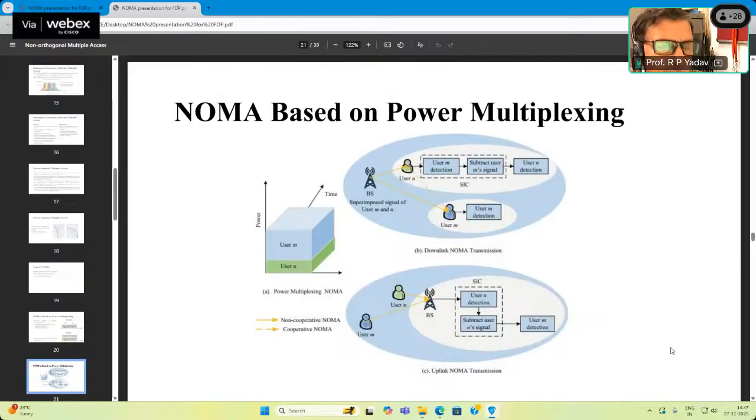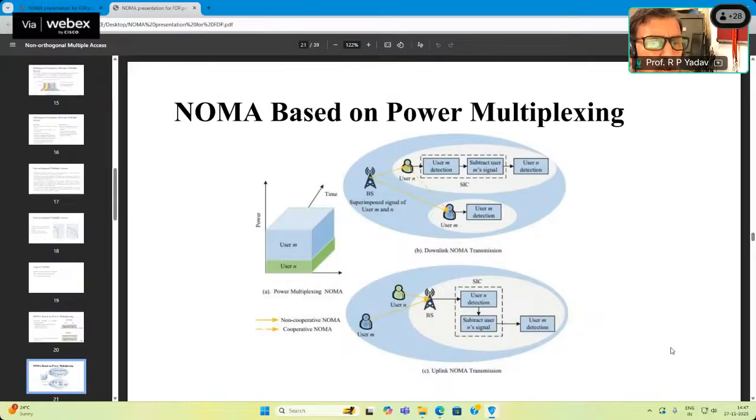Now for user m, if it is really far off, the power level of user n's signal will of course be received, but it will be so low that it doesn't interfere with the user m signal. It will be at a power level where you don't have to bother about it, so it can decode its signal straightforwardly. It does not have to process it.